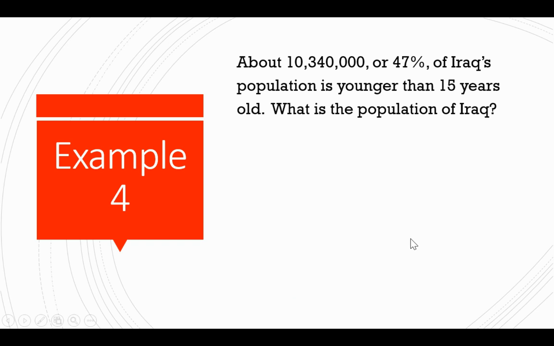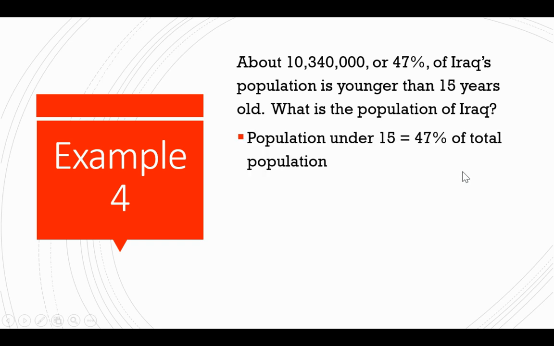Example number 4, about 10,340,000 or about 47% of Iraq's population is younger than 15 years old. What is the population of Iraq? So basically we have two numbers and we need to calculate out the thing that's missing. So the population under 15 is 47%.